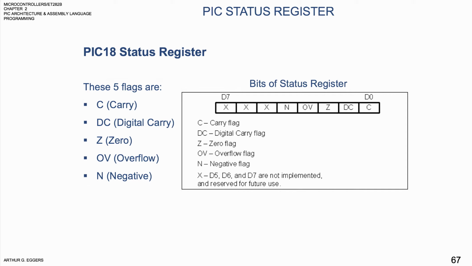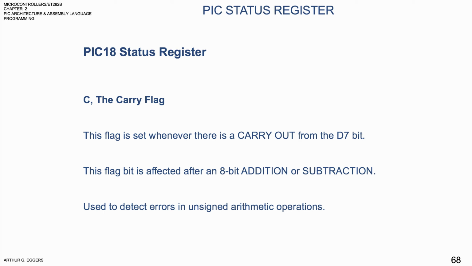Okay, so you can see here D7, D6, D5 are all X'd out because they're not used. And then as we go from least to most significant, the carry, digital carry, zero, overflow, and negative bits. So we'll take a look at each one of these individually and give a brief explanation of the flag bits of the status register and the impact that the instructions have on the registers as we go through them.